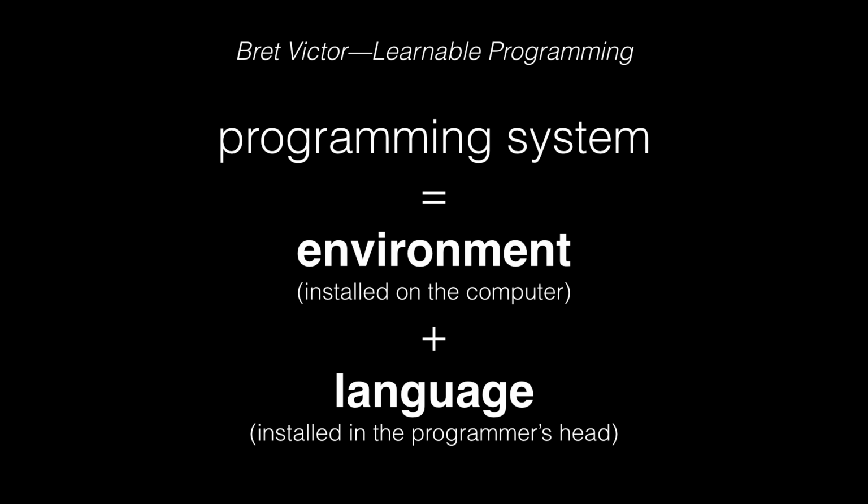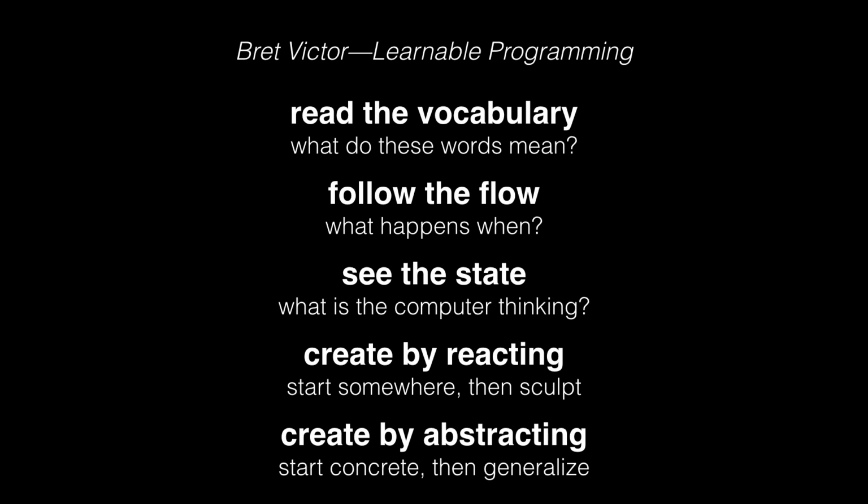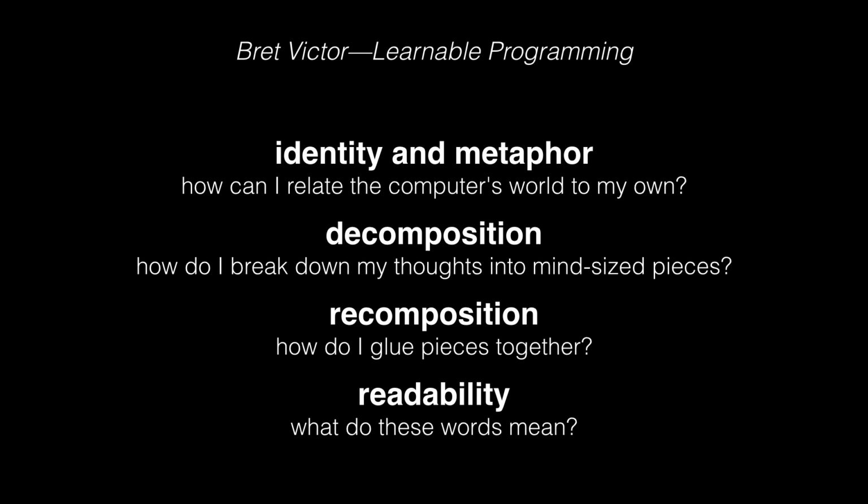Right? So why is this useful? Because now we can look at these parts separately. So for example, the environment should allow me to do these things, according to his essay. Read the vocabulary, follow the flow, see the state, create by reacting, and create by abstracting. And I'd like you to keep these in mind as we see the programming environment that I've created. But let's look at the language now. According to Brett Victor, the language should provide identity and metaphor, decomposition, recomposition, and readability.